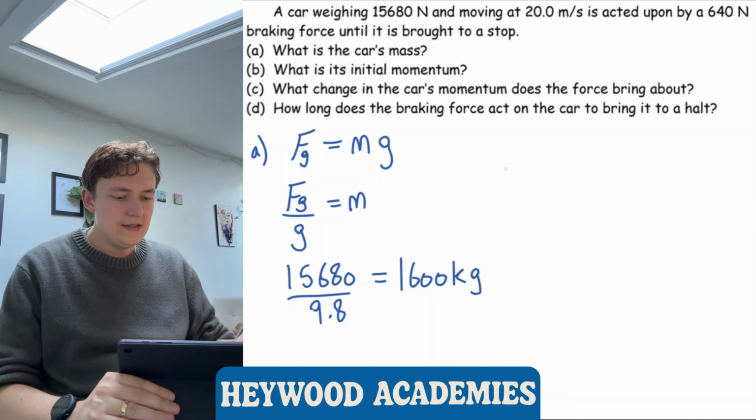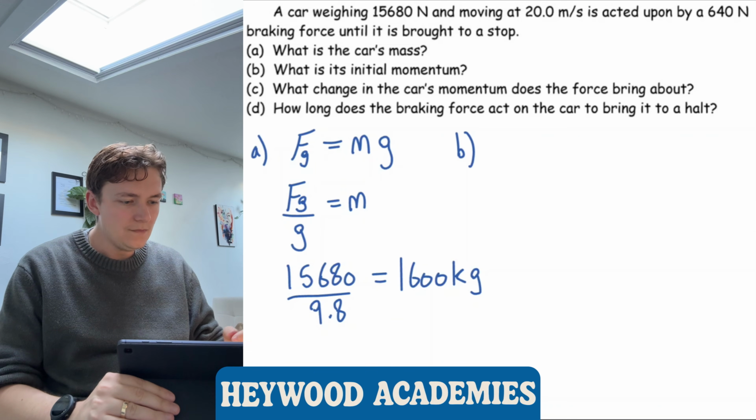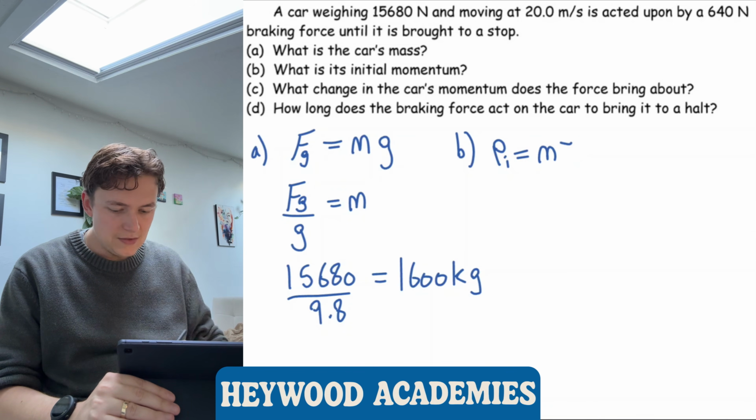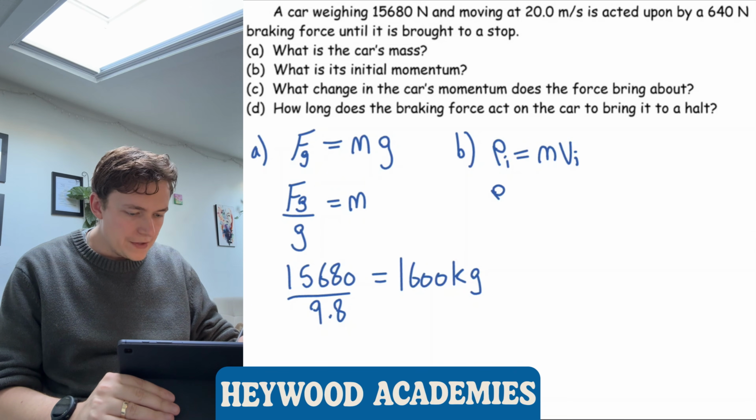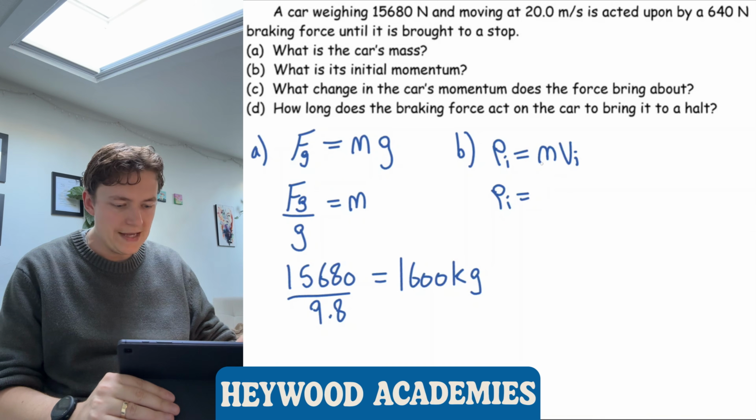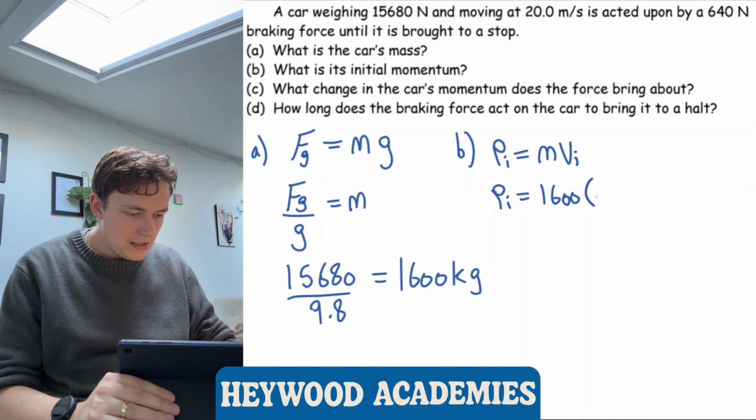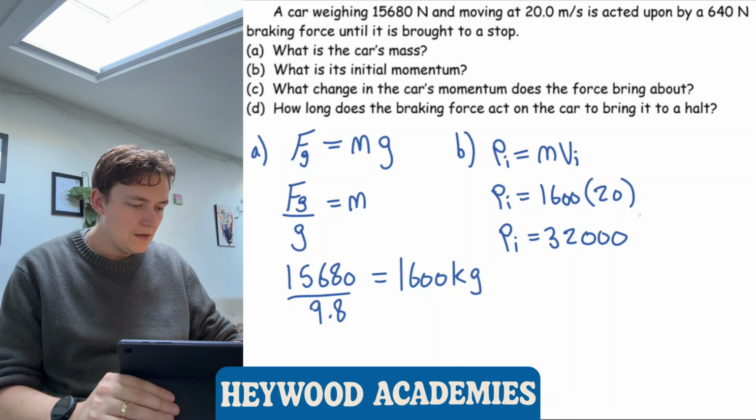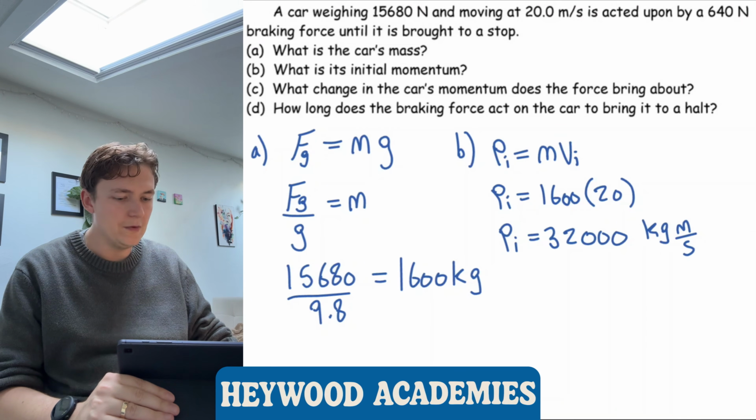Now we want to know what is the initial momentum. So the initial momentum would be whatever speed we're moving at times the mass that we've got. We can write that as initial momentum is mass times initial velocity. Now we can plug in our numbers. The mass that we had was 1600 and that initial velocity was 20. So that gives us 32,000 kilogram meters per second for that initial momentum.